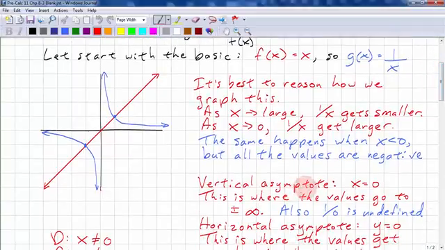When we have this, we have a vertical asymptote at x equals 0. A vertical asymptote is vertical, but as the values get closer to it, it goes to either positive infinity or negative infinity. So that's the definition of asymptote: values getting close, but not actually reaching it. We can't actually do 1 over 0 because 1 over 0 is undefined.